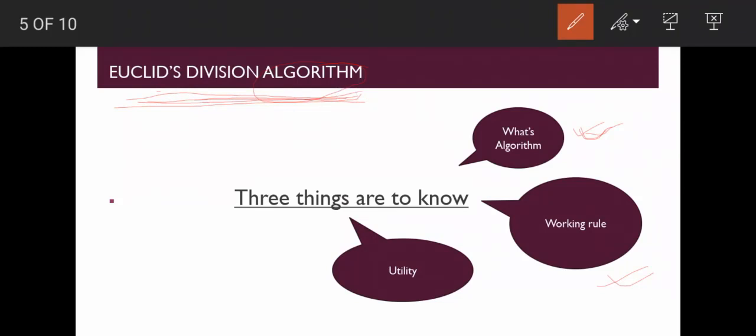Then after, every concept in mathematics has a practical utility. Why do we have to use, in what context do we have to use Euclid's division algorithm? That is an important part of this particular concept, and that is why we need to know its utility. So these three things we have to learn for getting into the concept of Euclid's division algorithm. First thing is what? Meaning of algorithm. Then after, working rule. How does Euclid's division algorithm work? And then after, utility of Euclid's division algorithm.